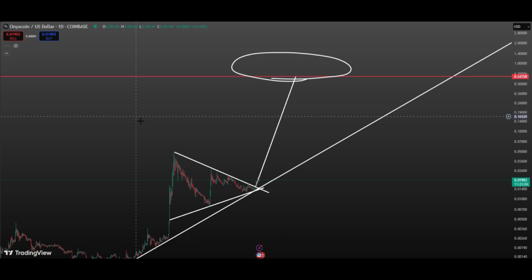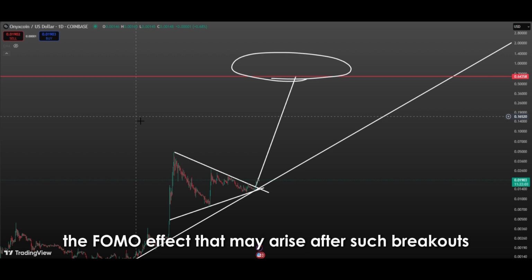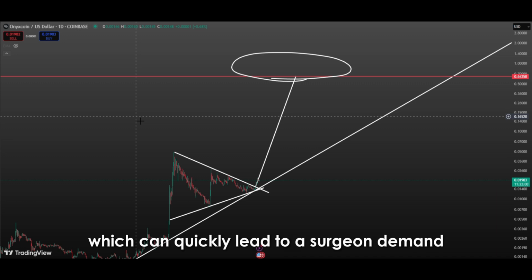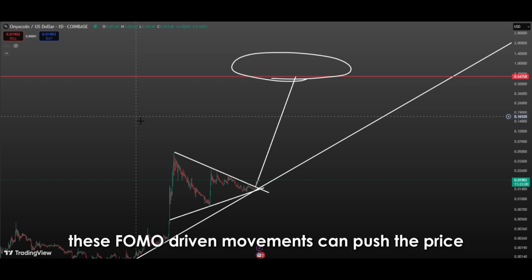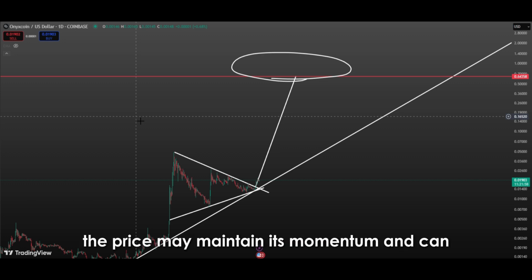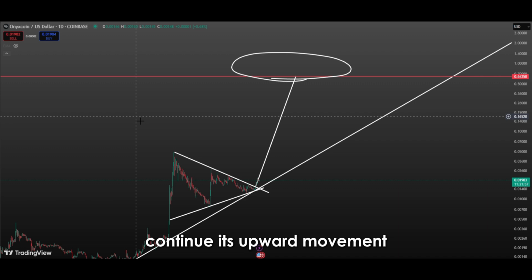market dynamics. Additionally, the FOMO effect that may arise after such breakouts should not be ignored. Market participants often rush to buy following strong upward breakouts out of fear of missing the rally, which can quickly lead to a surge in demand. These FOMO-driven movements can push the price beyond the expected target level faster than anticipated. Therefore, even after the technical target is reached, the price may maintain its momentum and continue its upward movement.